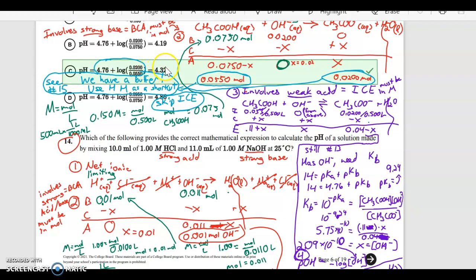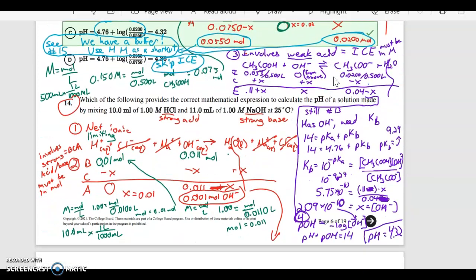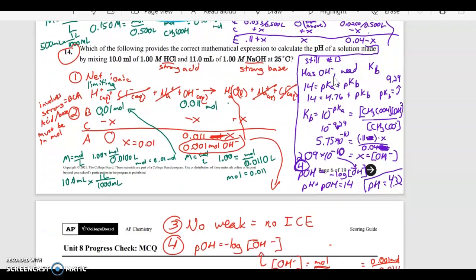Oh my gosh, that is a lot of work. But if you took Henderson-Hasselbalch, because you had conjugate pairs and that was it, you're good. And so that's number 13.